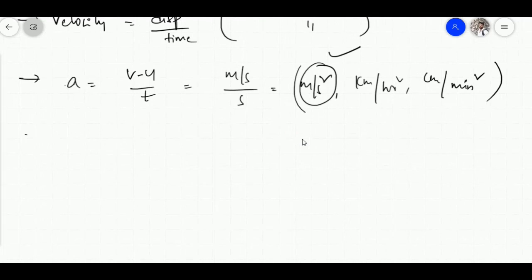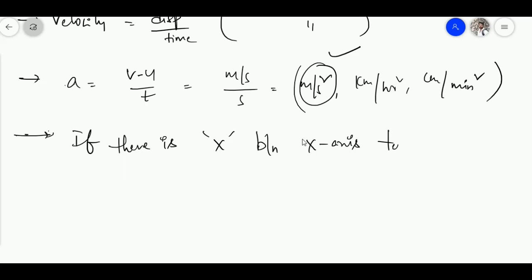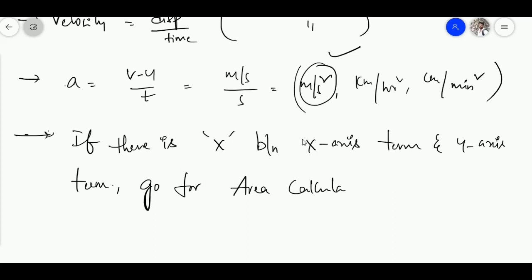And yeah, if there is multiplication between an x-axis term and a y-axis term, go for area calculation. Simple. This is the basic rule. I hope you got this.